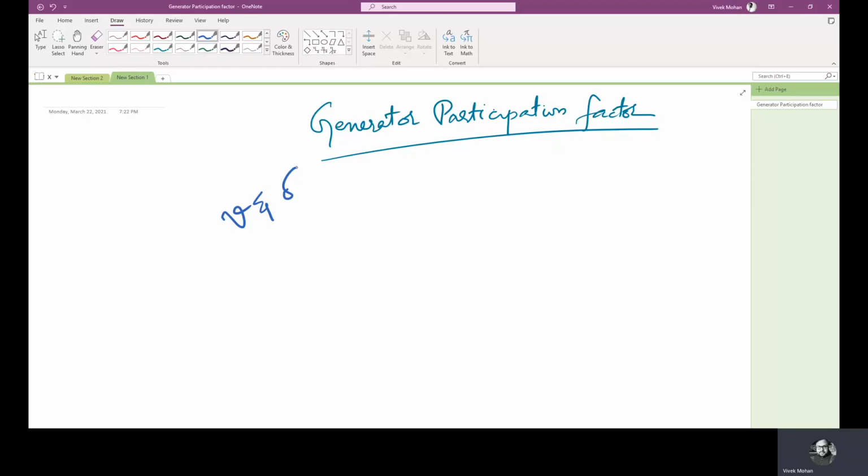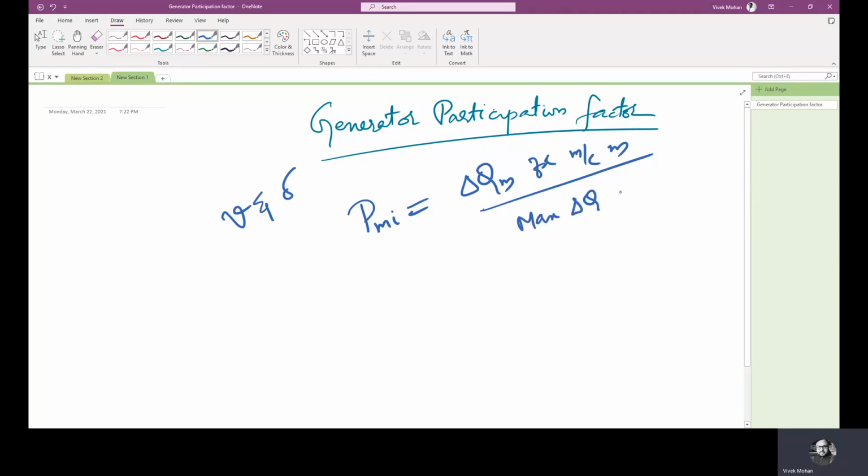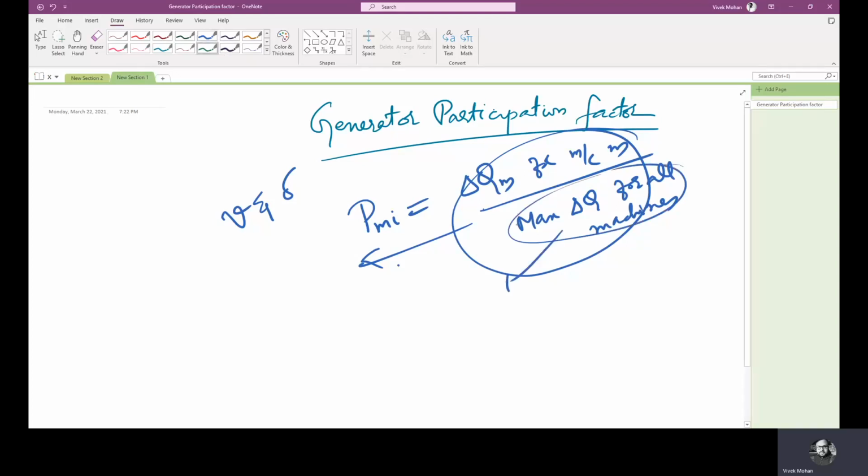The relative participation of machine M in mode I is given by PMI equals delta QM for machine M divided by maximum delta Q for all machines. If this ratio is more, it means this machine M is contributing more, because the maximum delta Q for all the machines is in the denominator. This is the participation. If the magnitude of this ratio is more, that means the Mth machine is contributing more.